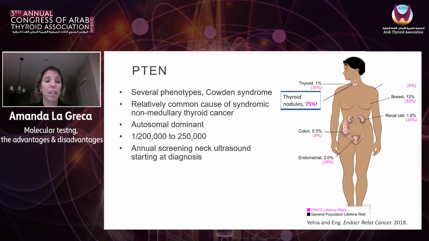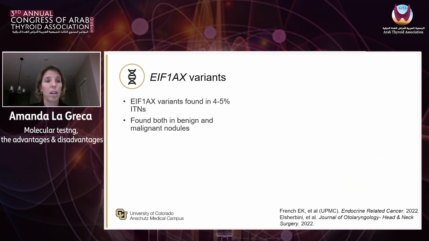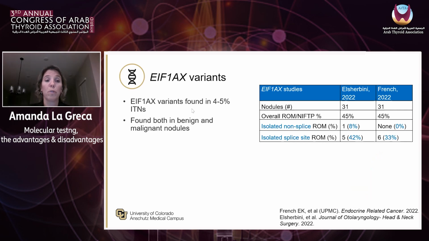The typical recommendation is to do an annual screening, like an ultrasound study and diagnosis. If we are looking at the IFAX variant, it was found in 4 to 5% of indeterminate thyroid nodules. It's found in both benign and malignant nodules. So here's a little study, 31 nodules each, and the overall rate of malignancy was 45%.